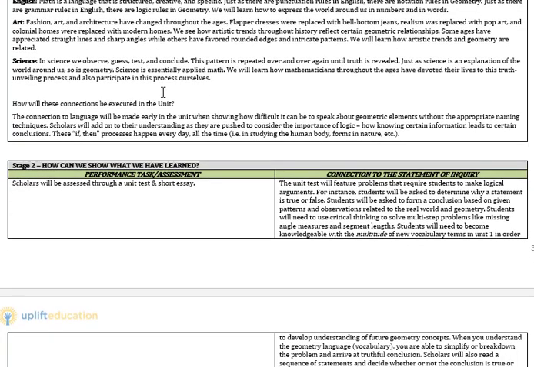In science, we observe, guess, test, and conclude. This pattern is repeated over and over again until truth is revealed. Just as science is an explanation of the world around us, so is geometry. Science is essentially applied math. We'll learn how mathematicians throughout the ages have devoted their lives to this truth-unveiling process and also participate in this process ourselves.